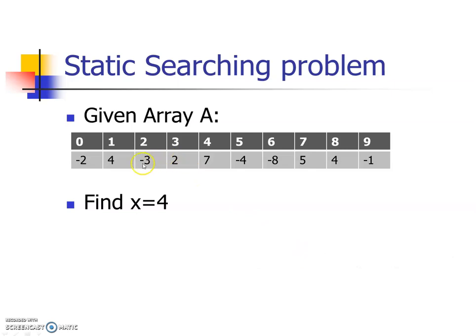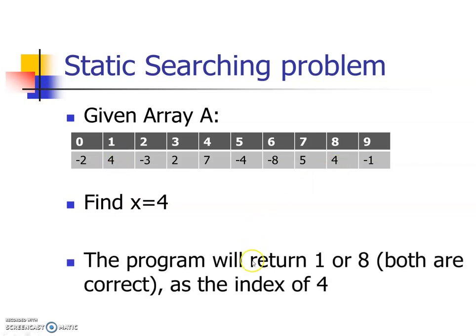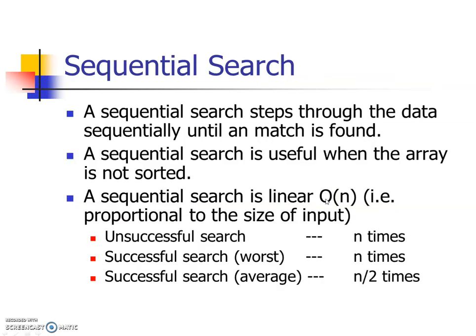In the next example, there is a similar array, but x equals 4, indicating that there are 2 indices with the value 4, and we can return either location. Index 1 is correct, index 8 is also correct. So this is a very basic sequential search problem. A sequential search goes through the data sequentially until a match is found.